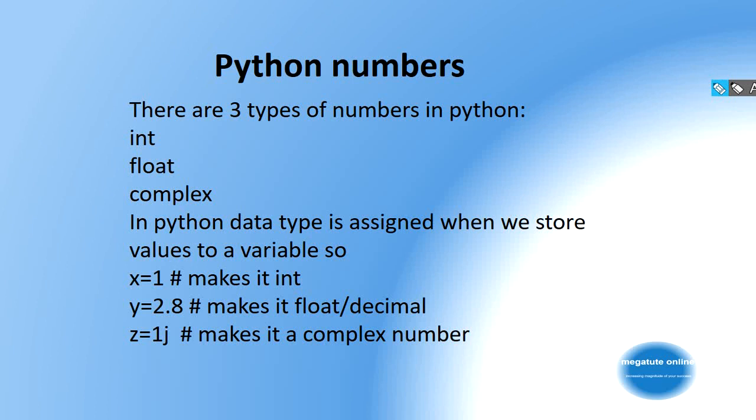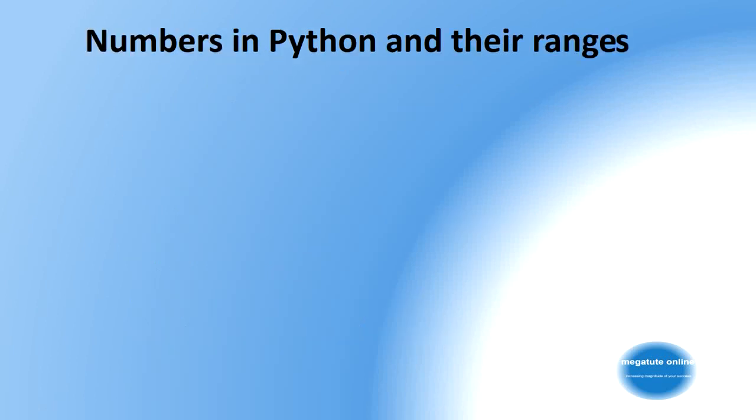All right. So as we all know, we specify the data type of a variable by giving a value to it. So if I store 1 to x, it becomes an integer. If I store 2.8, it becomes a float. If I store anything with a j at the end, it becomes complex, right? So these are the three types of numbers which are there in Python.